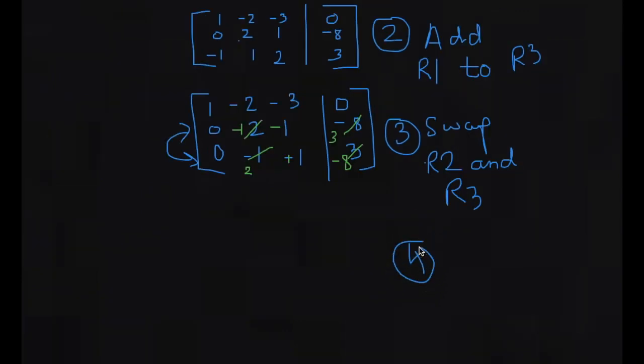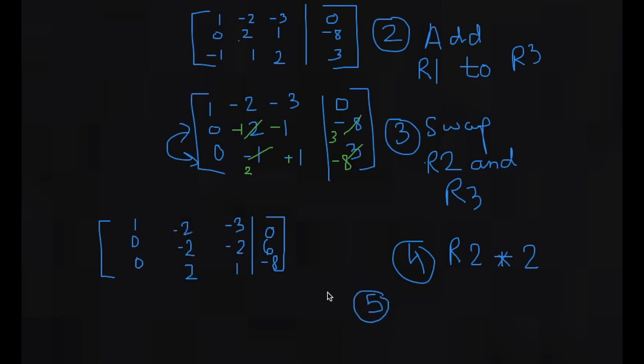So step 4, row 2 times 2. And what we get when we do that, well, row 1 and row 3 stay the same. Row 2 becomes 3 times 2, which is 6 here, negative 2.